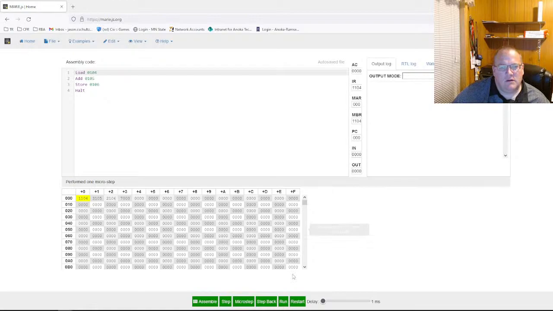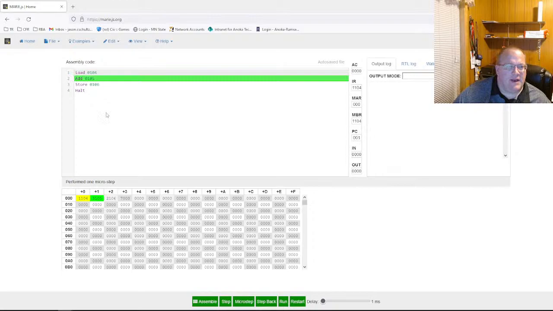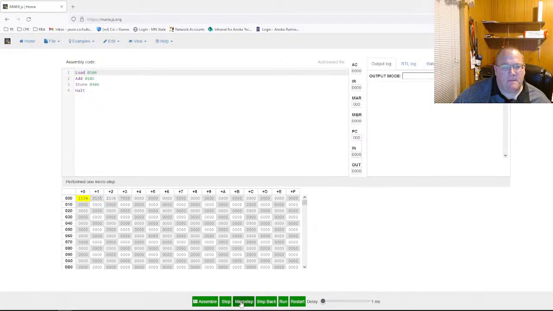Okay, so now the instruction register gets whatever was sitting there. Now we go to the next thing. And notice what happened to our program counter. Let me go back a step. That program counter advanced one here. There we go.